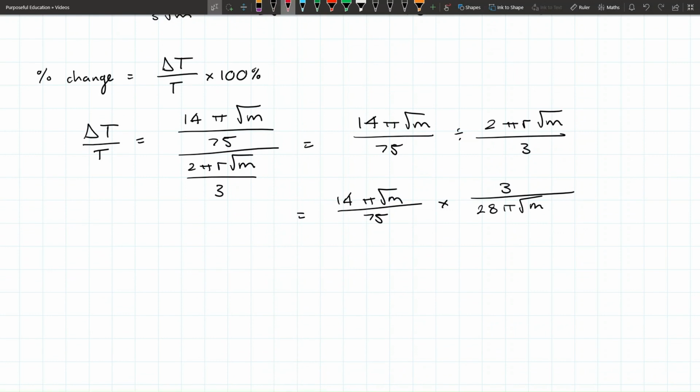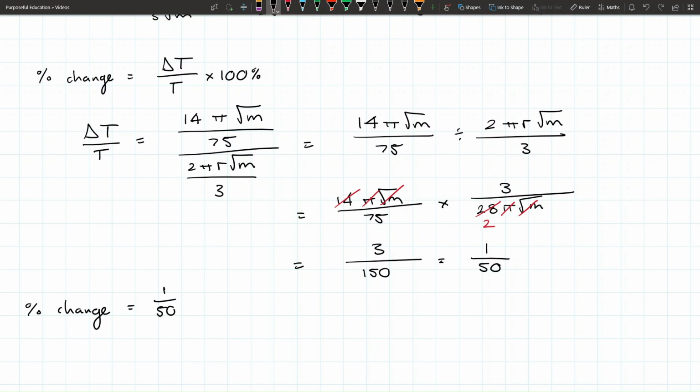Putting these together, the two square root of m's are going to cancel, as will our pi, and then the 14 cancels with the 28 to give 2 on the bottom. We can then multiply it all together, so we get 3 over 75 times 2, which is 150, which simplifies to 1 over 50. Now our percentage change is going to be 1 over 50 times 100%, which is 2%.